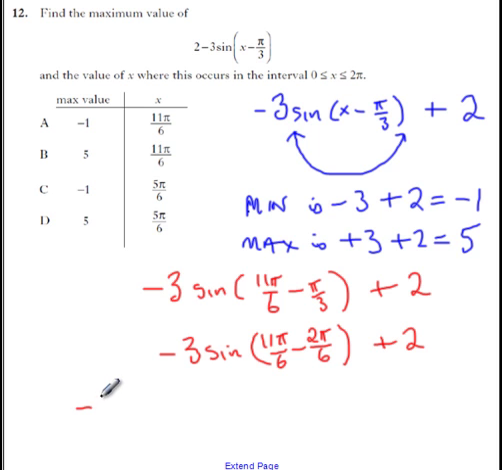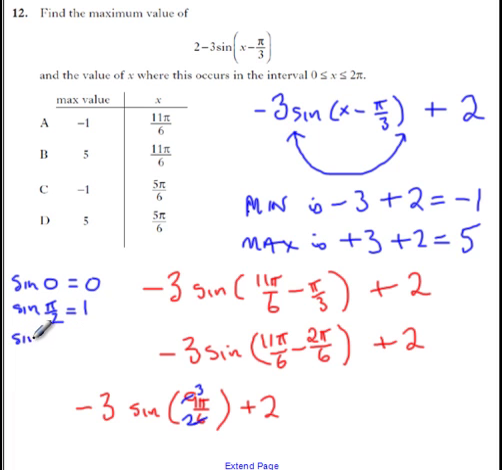So what we've got is -3 times the sine of 9 pi by 6 plus 2. 9 pi by 6 can be simplified if we divide the top and the bottom of the fraction by 3. That gives us 3 pi by 2. Now, I know that the sine of 0 is 0. The sine of 90, or the sine of pi by 2, is 1.